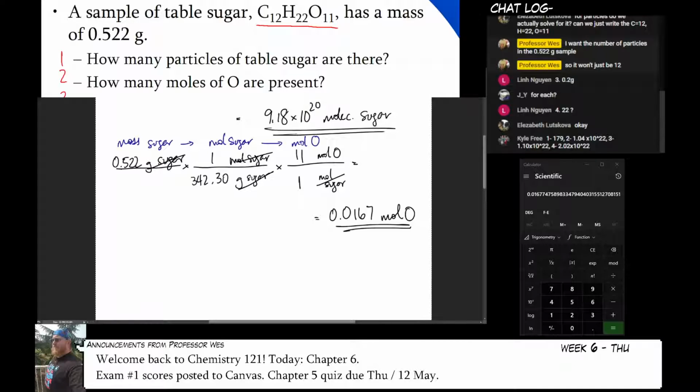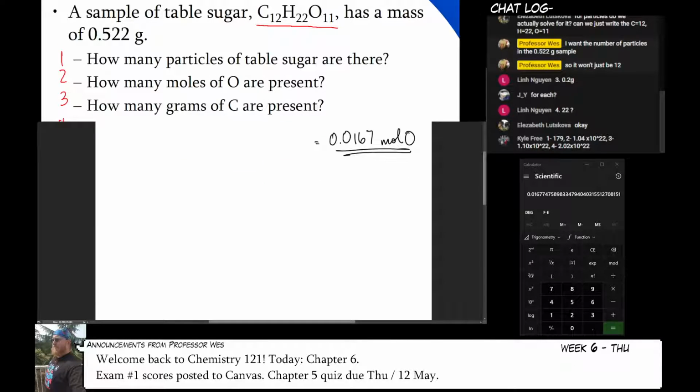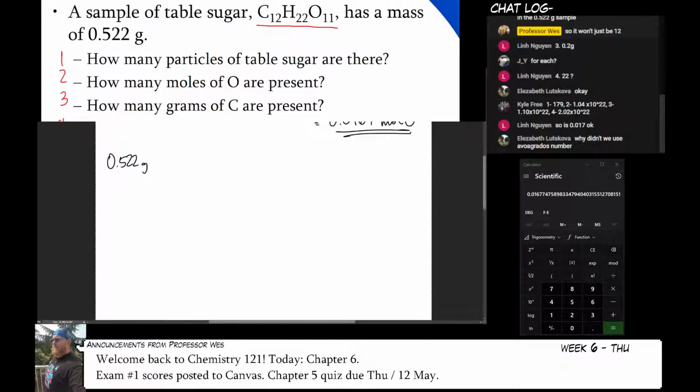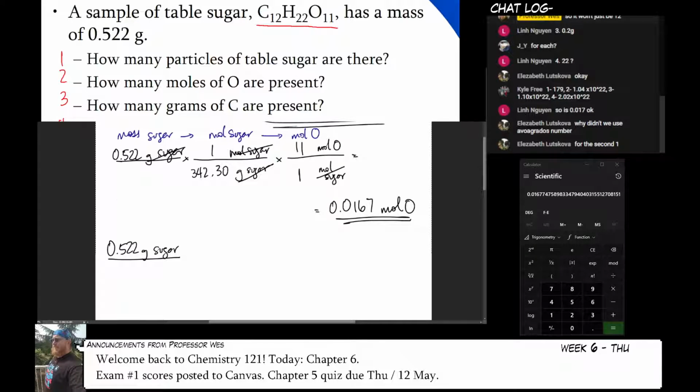All right, that's the second one. Let's do the third one here. How many grams of carbon are present? So again, start with the same sample here. So is 0.017 okay? You need to have 3 sig figs because the number you started with has 3 sig figs. And this one had 4, or 5 actually. These are counted, so they're exact.